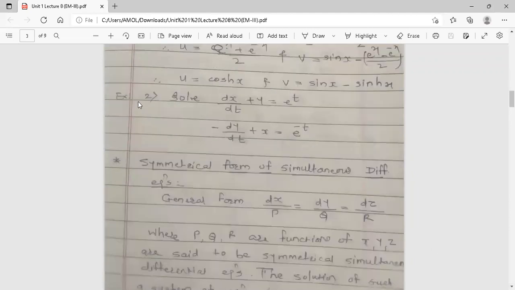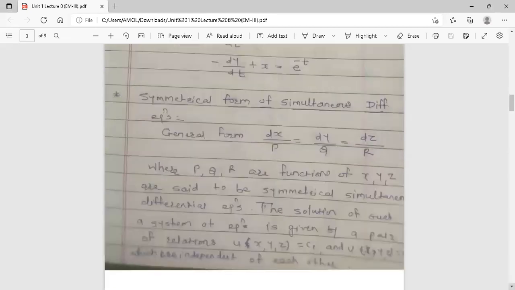Try to solve this second example. Solve dx by dt plus y is equal to e raised to t. Second equation: minus dy by dt plus x is equal to e raised to minus t. In these equations, x and y are dependent variables and t is the independent variable. So your aim while solving these simultaneous differential equations is to find the values of x and y in terms of t, like the first example. In the first example, u and v were the dependent variables and x was the independent variable, so we had the values of u and v in terms of x there. Like that, you solve this second simultaneous differential equation.